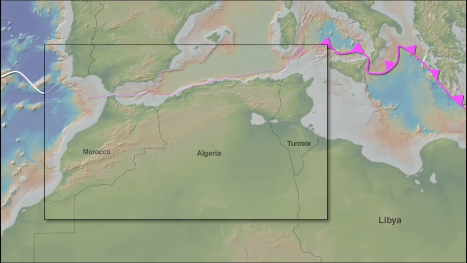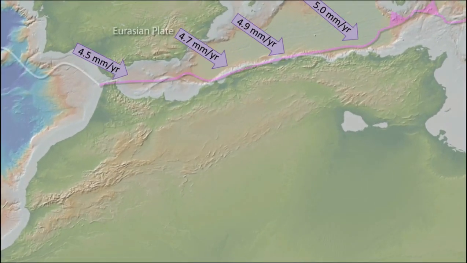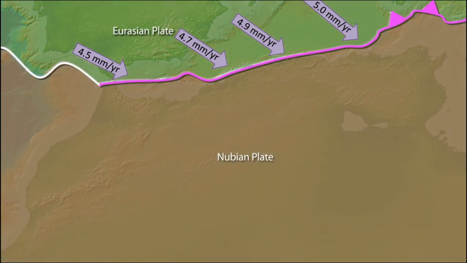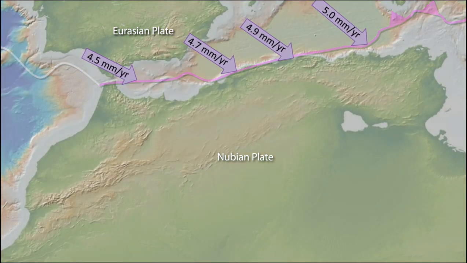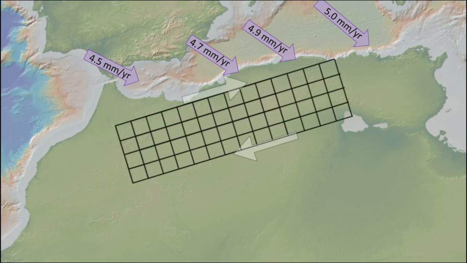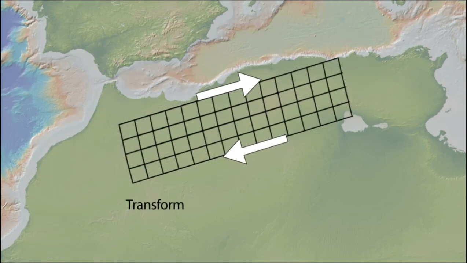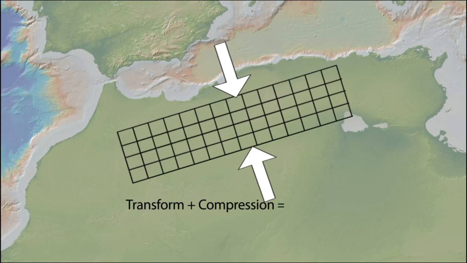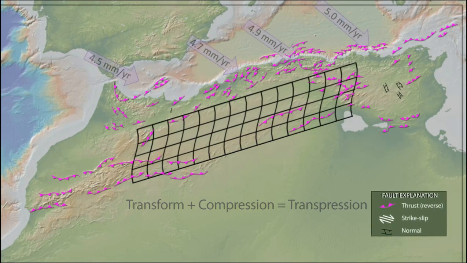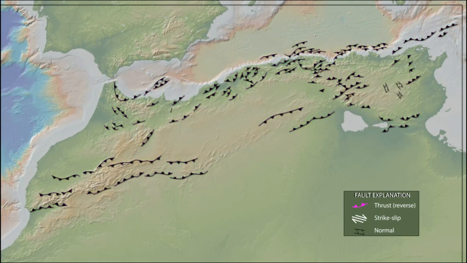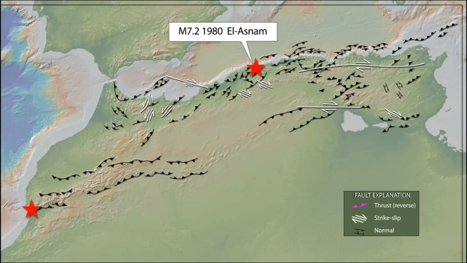Let's zoom in to examine the plate boundary in southern Iberia and northwest Africa. GPS observations show the Eurasian plate colliding with the Nubian plate at rates increasing from west to east. Resulting deformation across the Atlas Mountains is a combination of transform motion and compression, creating a zone of transpression. Resulting thrust faults are roughly parallel to the Atlas Mountains, with strike-slip faults cutting across that trend. These faults have produced the most destructive and deadly recent earthquakes in Africa.